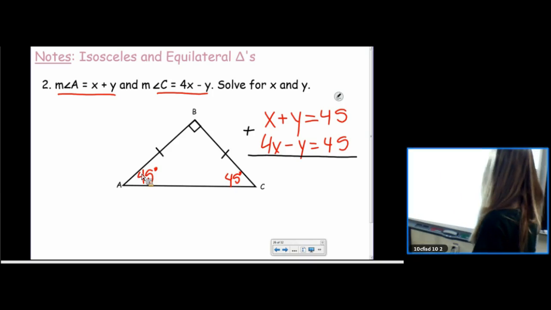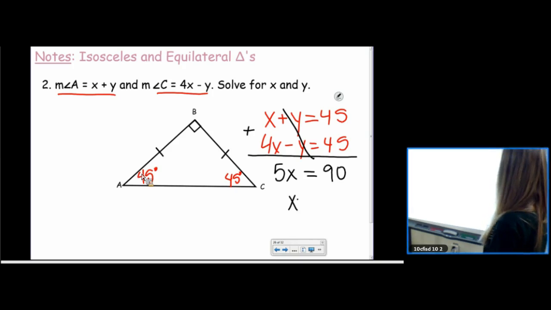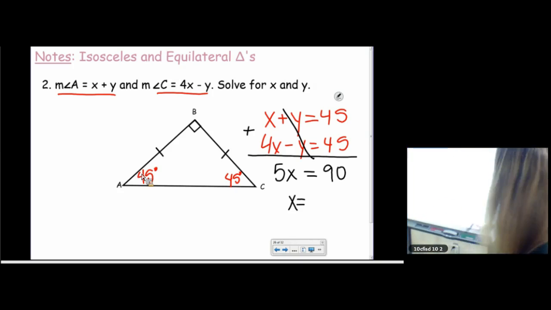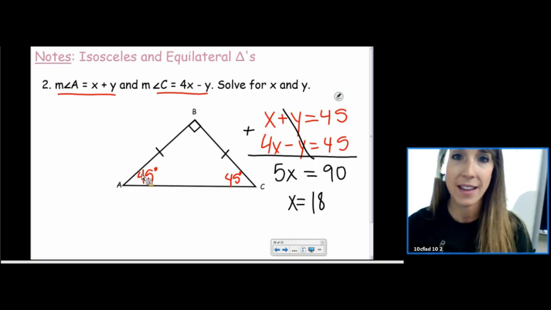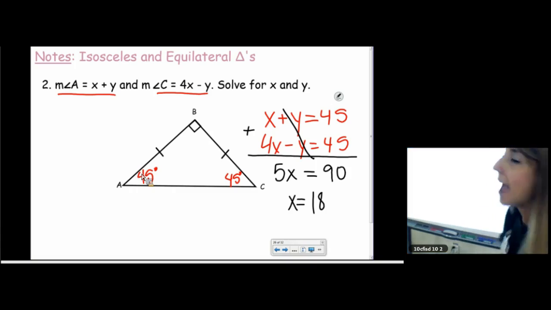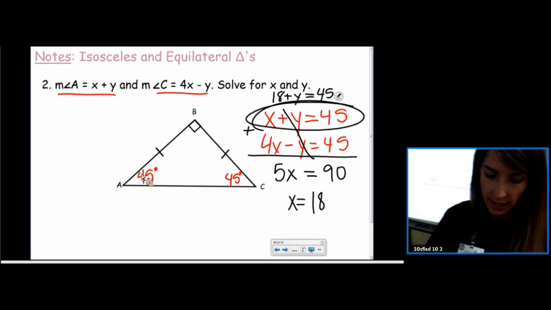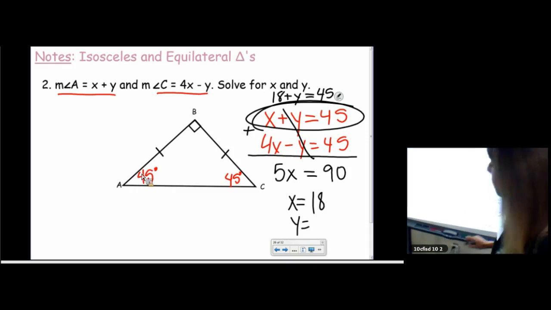X plus 4x is 5x. 45 plus 45 is 90. And looky there, easy stuff. 90 divided by 5 is 18. We love when we have systems and one of the variables cancels out. That's the whole goal. Now that you know x is 18, just plug it in right here. 18 plus y equals 45. So then you're just subtracting 18 from 45. 27.